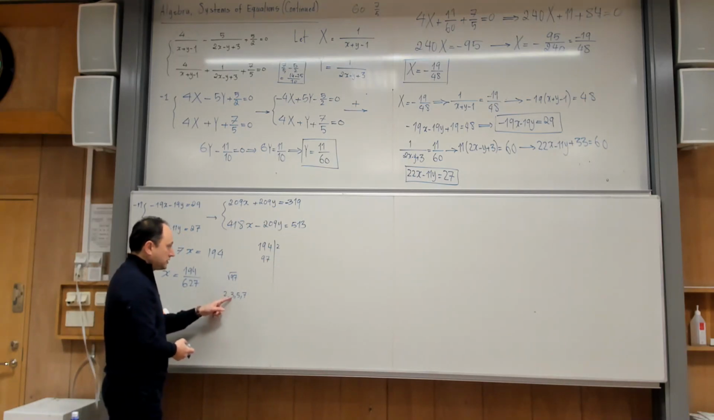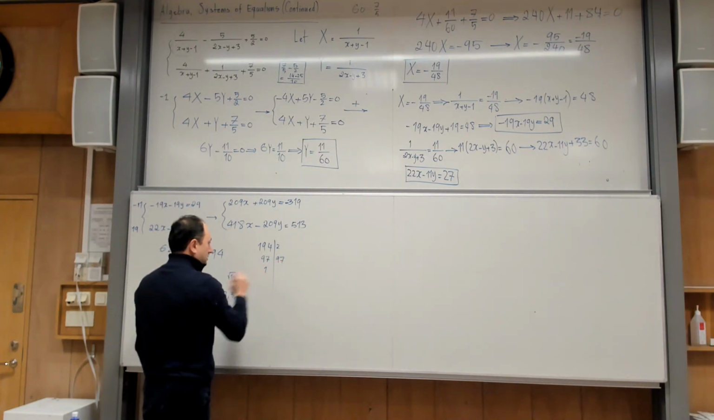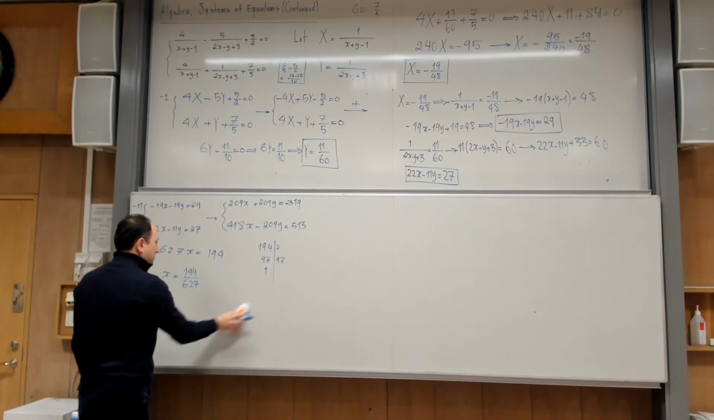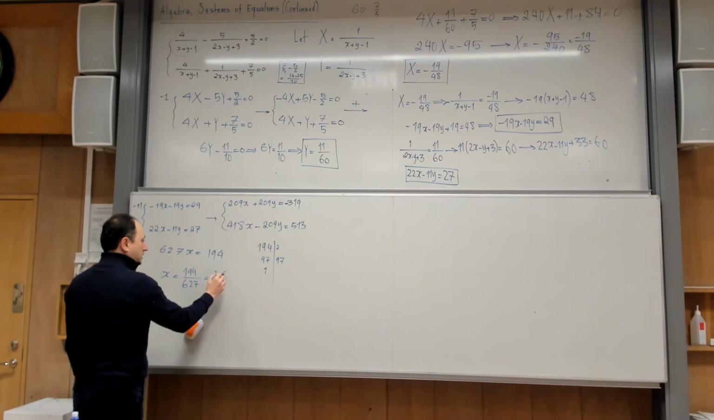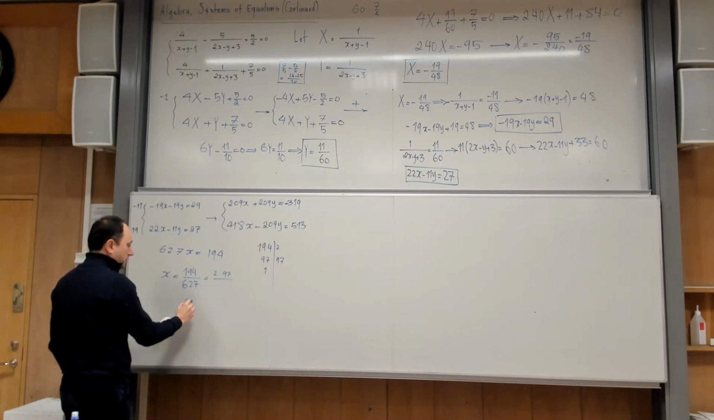And it is not divisible by any one of them. So that's a prime number. So it means that if I want to simplify that, it is just 2 times 97. But can I simplify this more than that? So let me just factorize it.